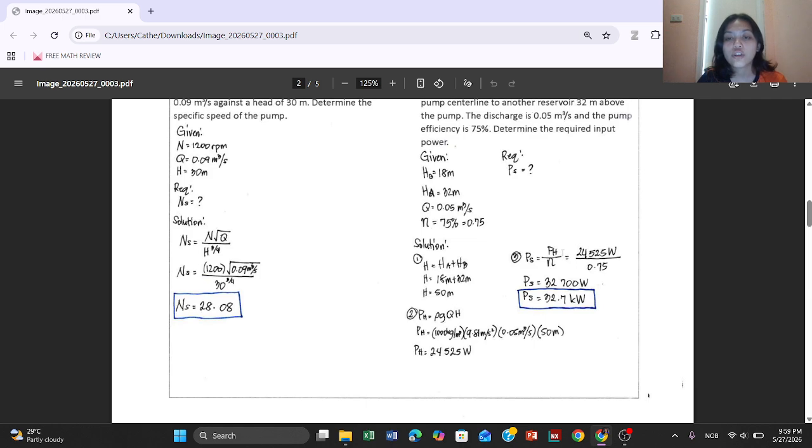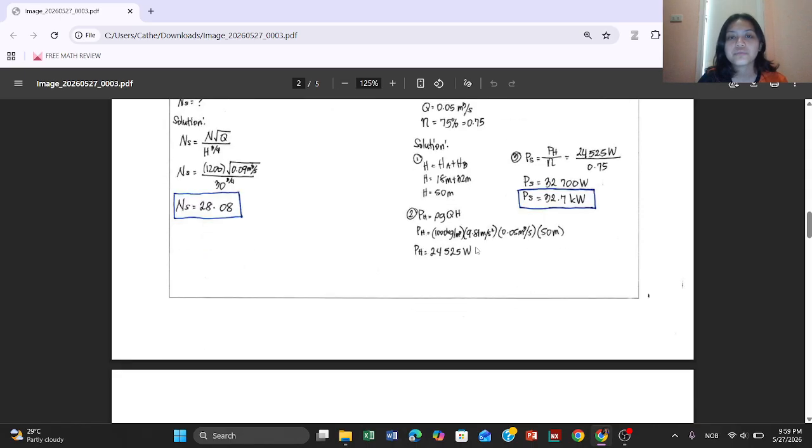Next, we can now get the shaft power, where the formula will be shaft power is equal to hydraulic power over the overall efficiency. So we have 24,525 watts over 0.75, and we can get a shaft power of 32.7 kilowatts or 32,700 watts.